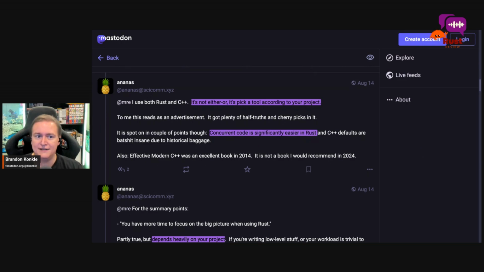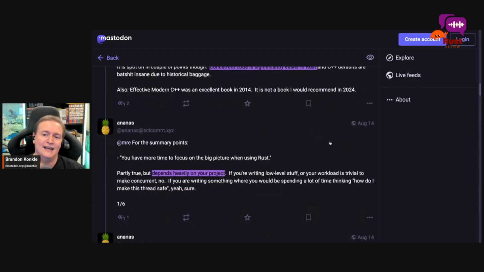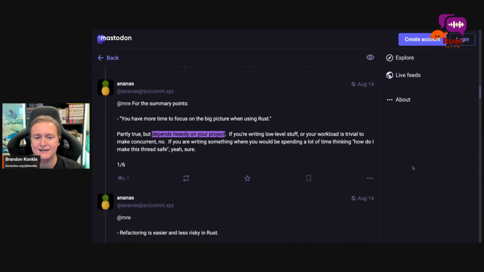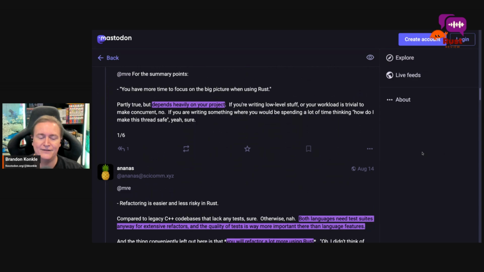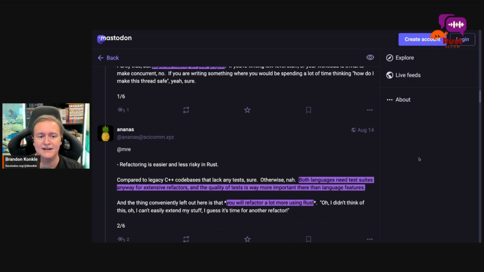Providing an opposing perspective, for the most part, is another respondent, Ananas. They use both Rust and C++, and they say it's not either or. It's pick a tool according to your project and your use case, essentially. Said in Rust, concurrent code is significantly easier, and it doesn't have a lot of the same baggage that C++ does, but really it depends heavily on your project. If you're writing a lot of low-level stuff and it's trivial to make it concurrent already in C++, then Rust isn't going to give you much. But if you're writing something where you'd spend a lot of time thinking, how do I make this thread safe, then Rust is extremely helpful.